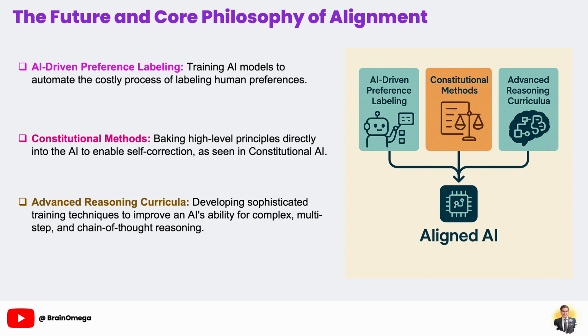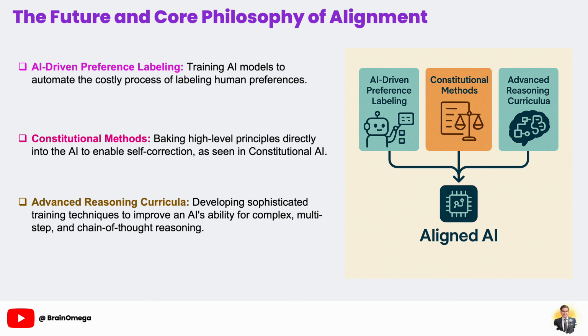First, we have AI-driven preference labeling. One of the biggest challenges in alignment is the sheer scale of human feedback required. It's incredibly time-consuming and costly. This technique is the solution. We are essentially training one AI model to understand human values and preferences so well that it can automate the process of labeling data for other models.